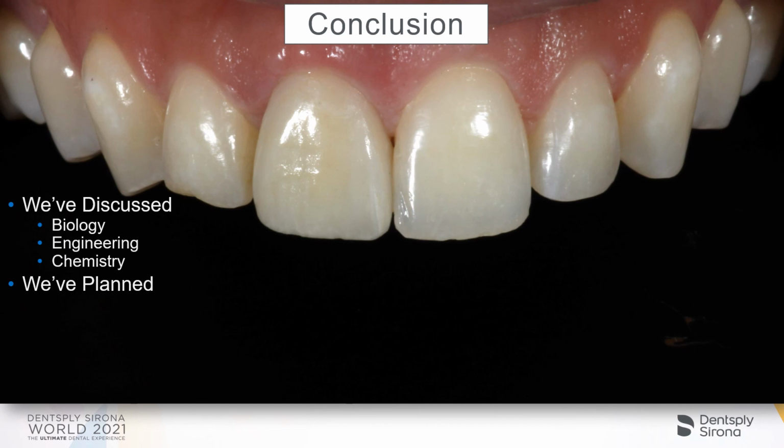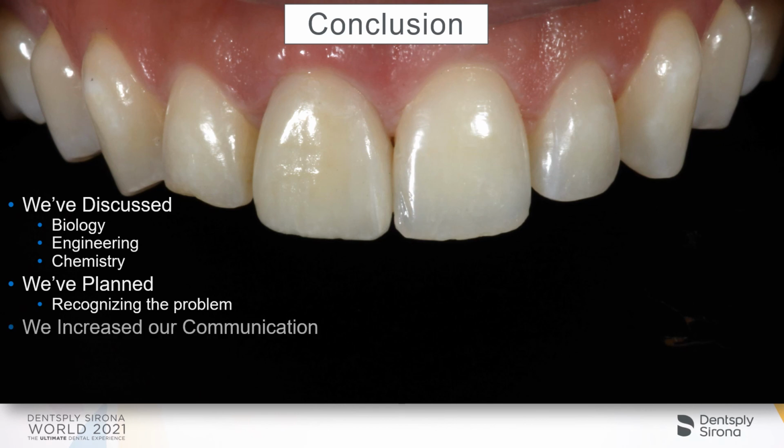We've planned. Through our plan, hopefully you realize we've recognized the problem, and we've recognized that problem as a contour, consistency, or color type of problem. We've increased our communication, right? We've recorded our findings. Once we've recorded those findings, we can then communicate that with our lab, with ourself, with our patient, to recognize all of the problems that exist that address your patient's chief complaint.